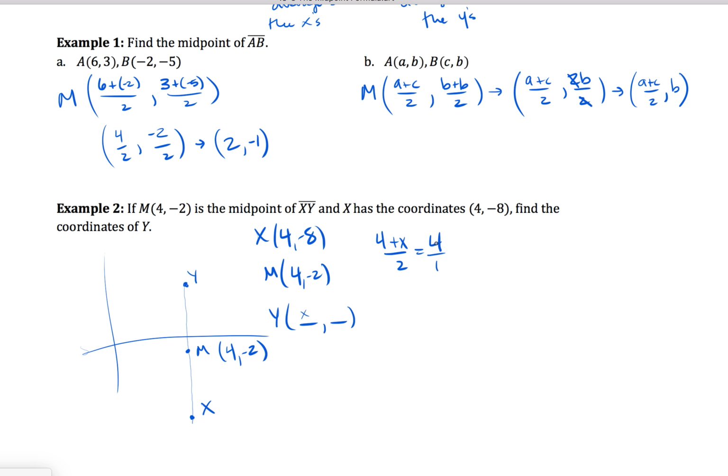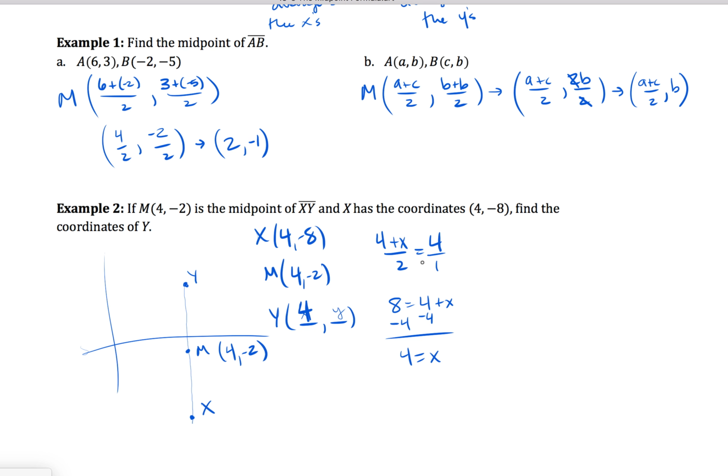If I put this over 1 and cross multiply, I have 4 times 2, which is 8, equals 4 plus x times 1, so that's just 4 plus x. If I subtract 4 from both sides, I get 4 for my x. So I know the x coordinate of point Y will be 4. I'll just put a 4 in right there.